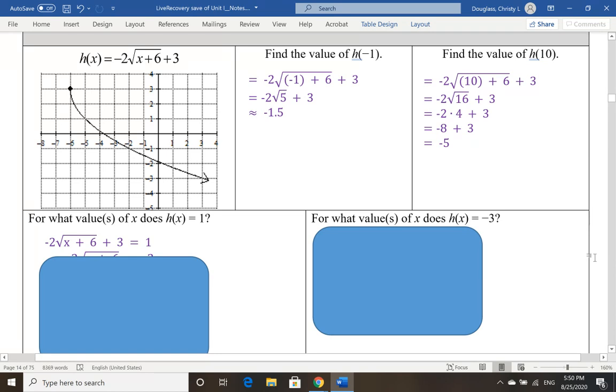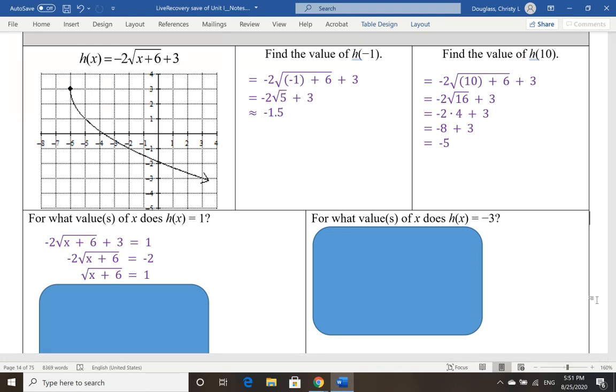We begin by trying to isolate the square root by subtracting 3 from each side. And 1 minus 3 is negative 2. I'll further isolate the square root by dividing both sides by negative 2. And negative 2 divided by negative 2 is 1. Now I'm ready to get rid of the square root sign.